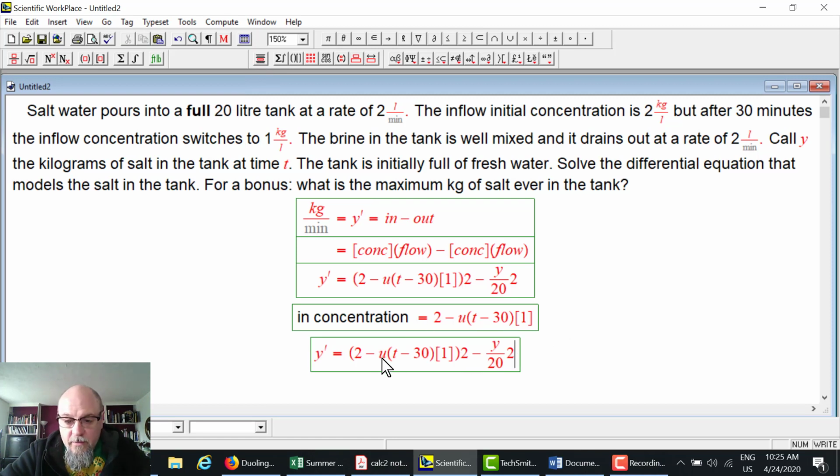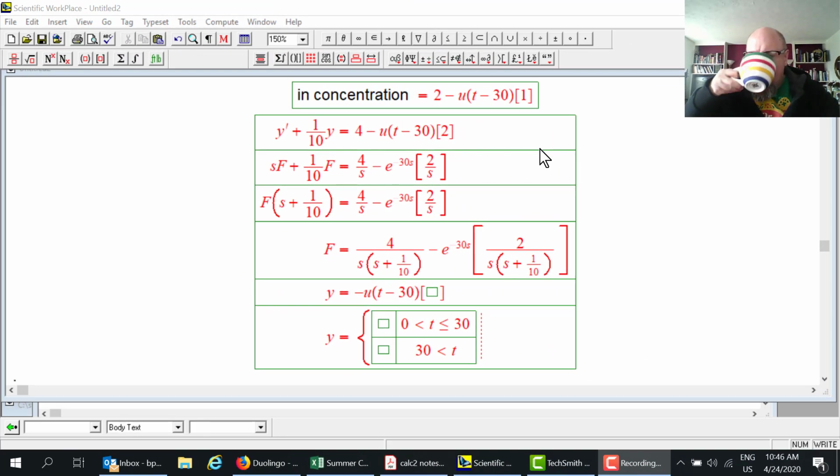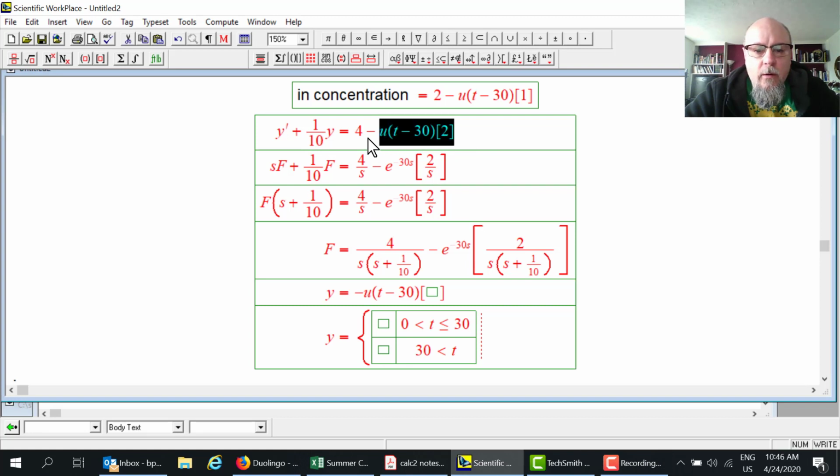So I'm going to multiply the 2 through the brackets. That makes this a 4, and that makes this a 2. The 2 cancels with the 20, gives that a 10. And I'm going to bring this over to the other side so it looks more like the way that we were regularly doing it. So I brought it over. This is the stage where we're at now.